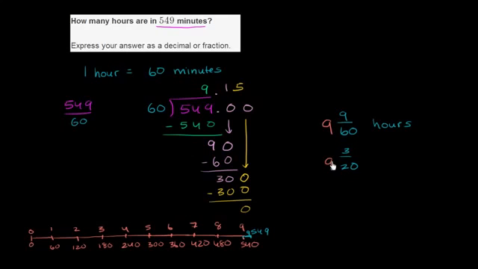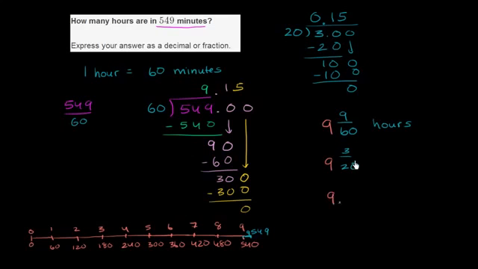And 3 over 20, well, we could figure out what that is going to be. Let's see, 3 divided by 20. It's definitely going to be smaller than 1 because 3 is smaller than 20. So let's throw some zeros on here. 20 doesn't go into 3, but it does go into 30 one time. 1 times 20 is 20. Subtract, you get a 10. Bring down a 0. 20 goes into 100 5 times. 5 times 20 is 100. And we are done. So notice, 3 over 20 is the exact same thing as 0.15. So 9 and 3/20 is the exact same thing as 9.15. These are all equivalent answers.